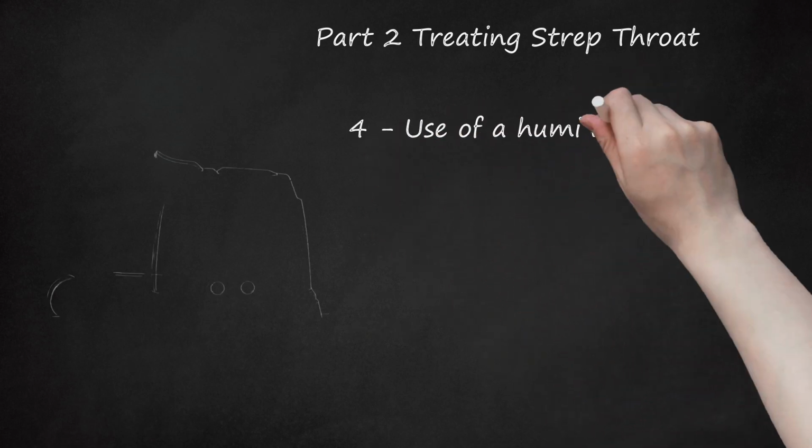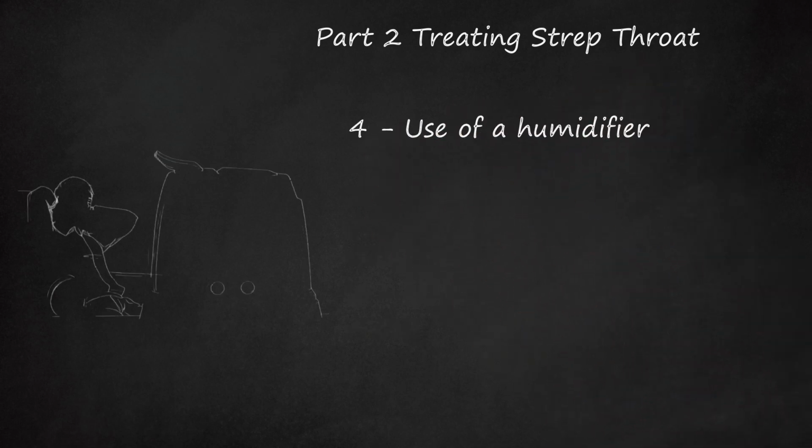4. Use a humidifier. A humidifier cycles dry air through moist air. This creates air that is easier and more soothing to breathe. If you don't have a humidifier handy, you can create a makeshift humidifier by bringing a pot of water to boil and letting it steam in a room you're inhabiting.